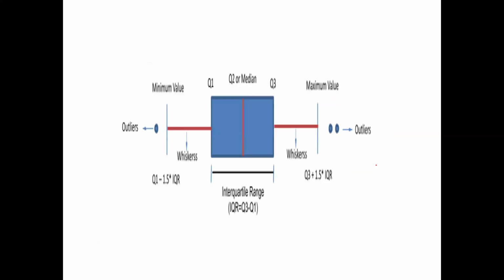See here, this is the representation of a box plot. You can see this is Q1, this is Q3, and in between we call it Q2 or median. And this whole thing, Q3 minus Q1, is called the interquartile range. The range from the minimum value to Q1 we call the whiskers. And here also, from Q3 to the maximum value, in between we call it whiskers, and the values above this are called outliers, and values below the minimum are also called outliers.